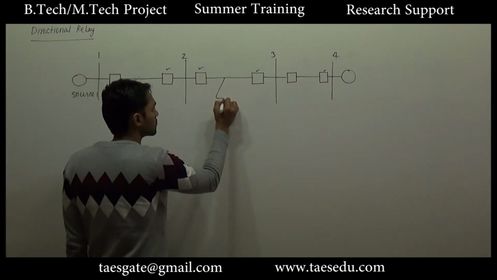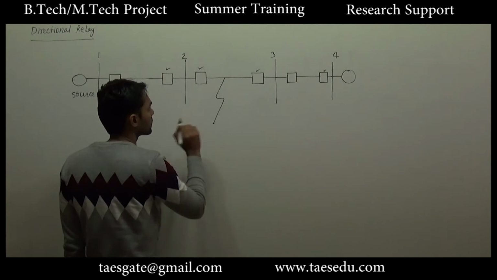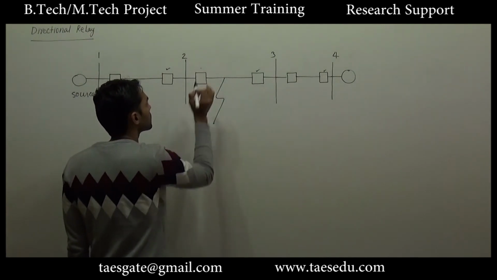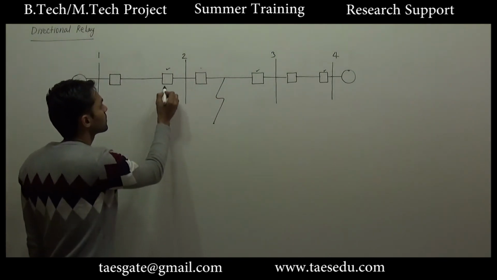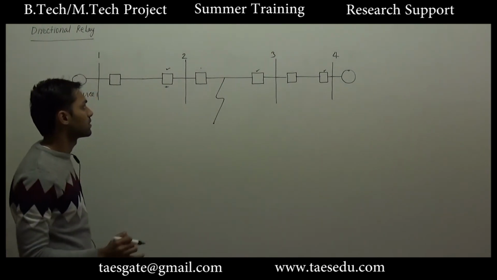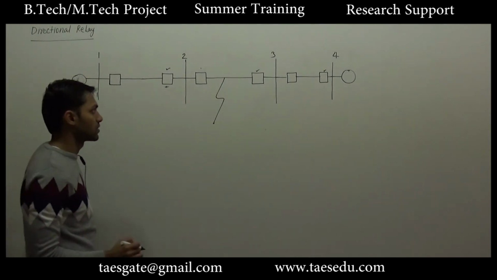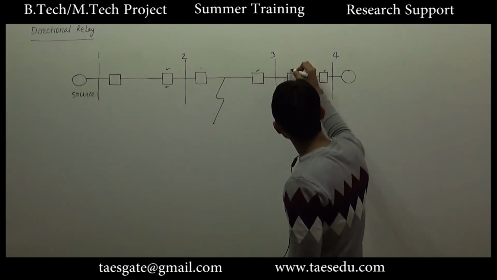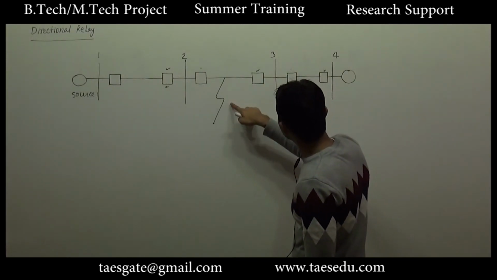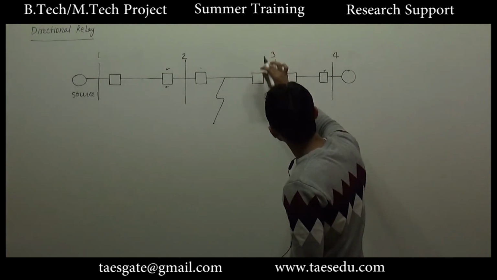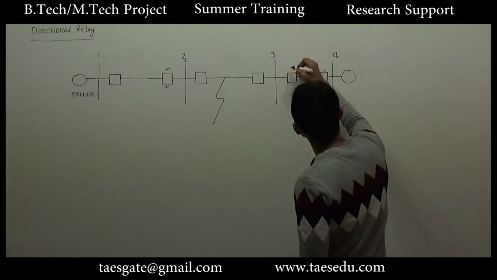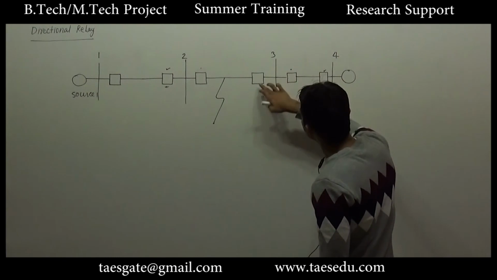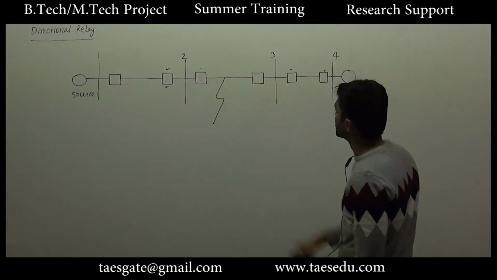For the fault at this point, we want this relay to operate, but there is an equal chance that this relay may come into operation. Similarly, on the other side, these two relays are connected to the same bus. For this fault, we want this relay to operate first, but there is an equal chance that this relay may operate prior to this relay.